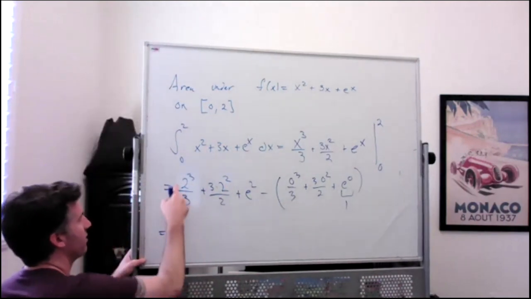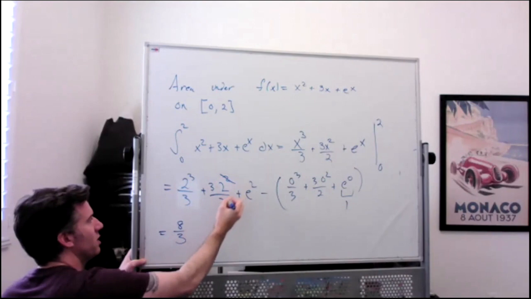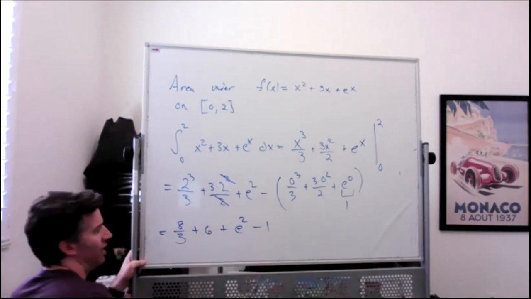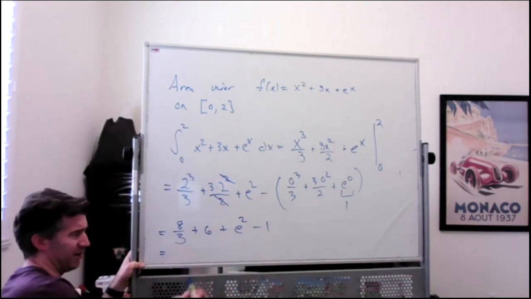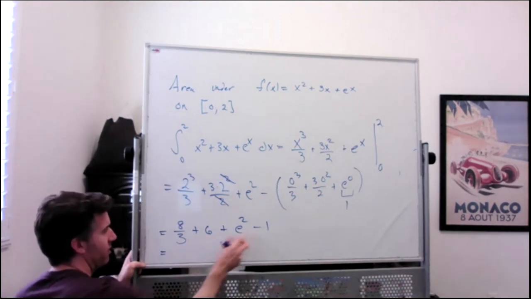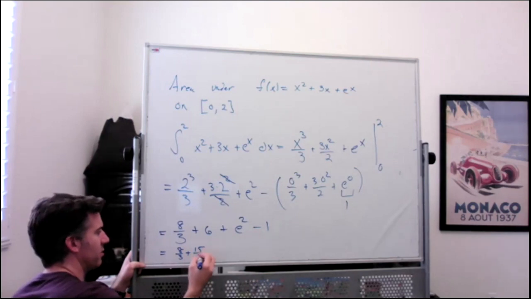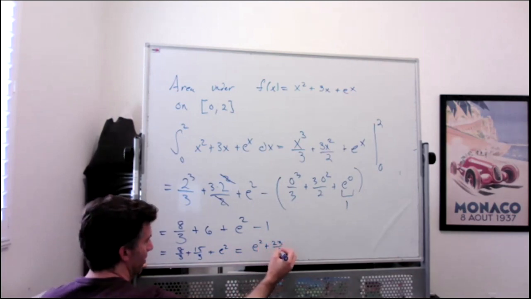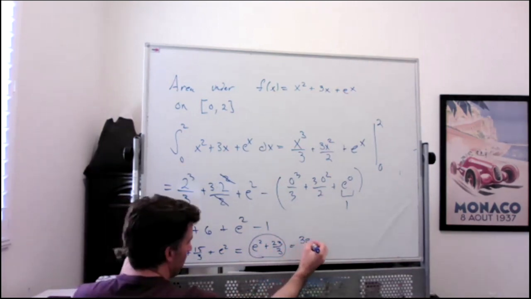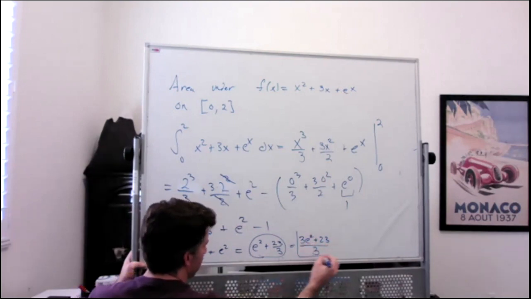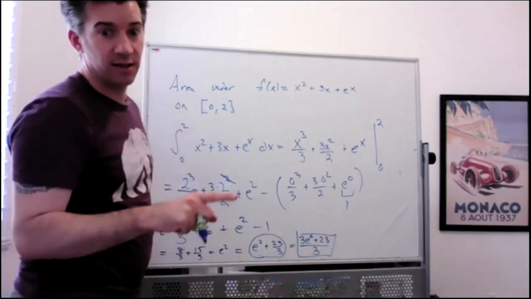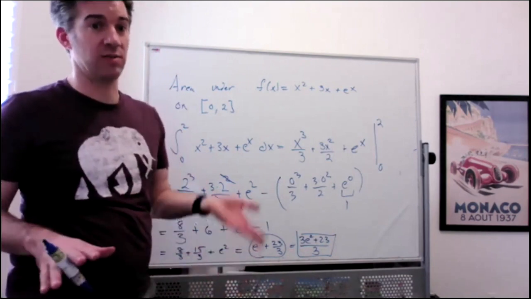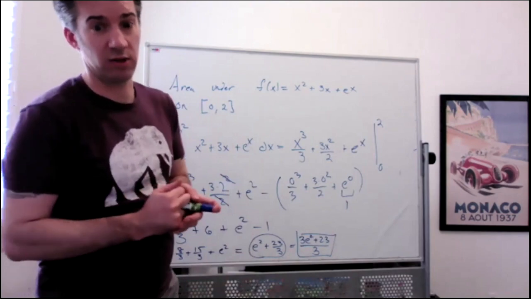So then we're going to simplify. We're going to get 8 thirds. I'm going to cancel a 2 here and a 2 here to get 6 plus e squared and then minus 1. And then I can simplify this a little bit. I guess I would get a common denominator. 6 minus 1 is 5. So I have 8 thirds plus 15 thirds plus e squared. So I would have my answer as e squared plus 23 thirds. Or maybe 3e squared plus 23 all over 3. And I would definitely not get a decimal approximation, right? We don't want a decimal approximation. We want an exact answer unless someone specifically says to give them a decimal approximation.